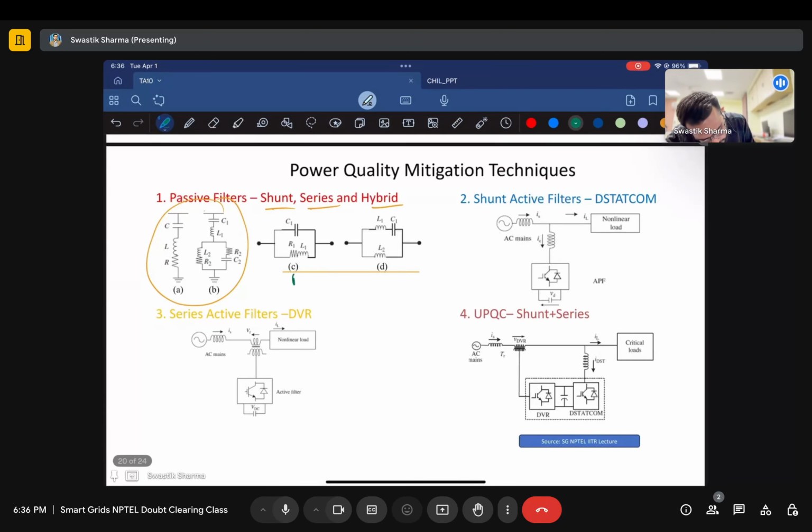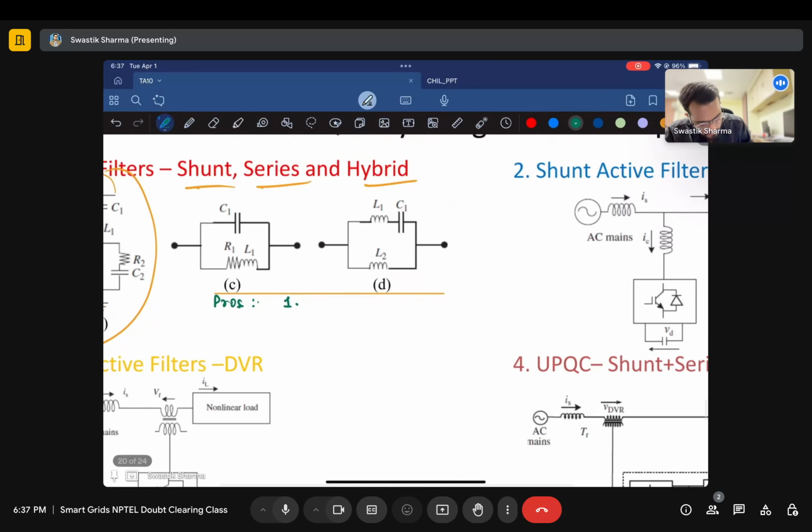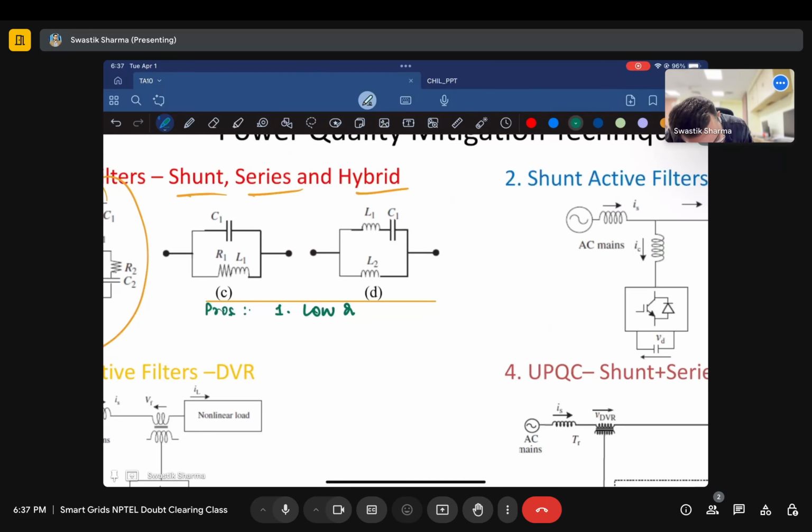They have their pros. Let me write them down. One, they have a low initial cost, right? They are very easy to make. Low initial cost, low maintenance, and a simple design, right?